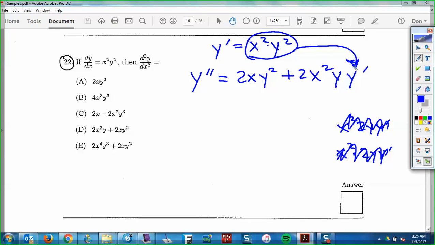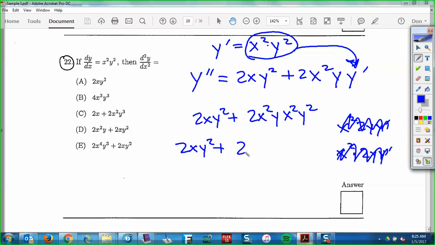And the same thing would happen if we did y triple prime, right? If we did y triple prime, we would go blah, blah, blah, a bunch of product rules, and we'd have some y primes in there, because every time we did a y, we'd have to tack on a y prime. So there'd be some y primes in there, but no problem. We just go in there and throw in an x squared y squared. Okay? All right, so we would get 2xy squared plus 2x squared y, and then in place of the y prime, we'd have x squared y squared, which is 2xy squared plus 2x to the fourth y to the third, which is that one right there.